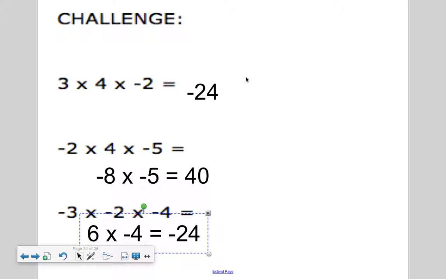And that is the study of multiplying integers. If both have the same sign, the answer will be positive. If both signs are different, the answer will be negative.